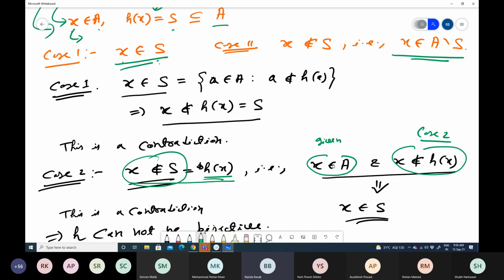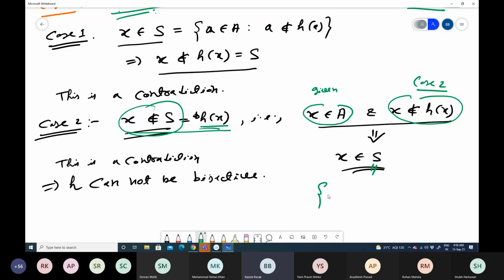But both imply X belongs to S, because that was the definition of S. The definition of S was the collection of the elements of A such that A is not in H of A. Now since X satisfies this property, therefore X in S. So this is the contradiction. Okay, sir, got it. Thank you.